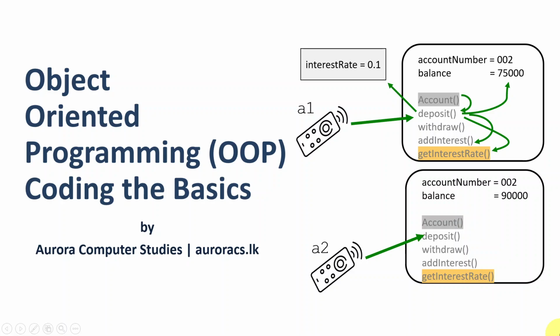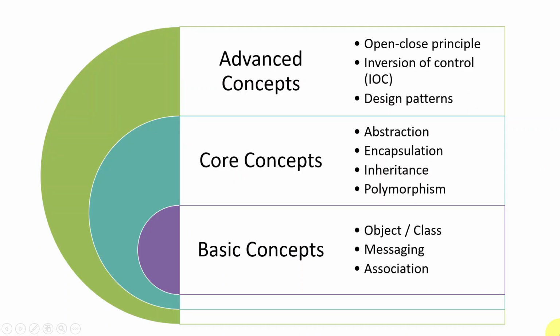This is the second session on a series of object-oriented programming. In this session, we are going to look at the coding aspects of object-oriented basics. We can look at object-oriented programming in three levels: the basic concepts, the core concepts, and the advanced concepts. We are in the basic concepts.